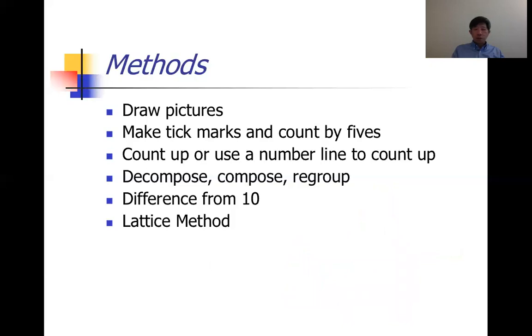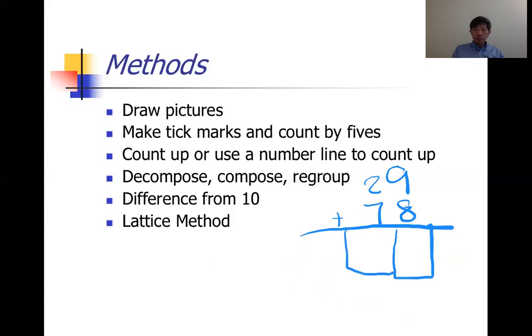Let's do another problem. 29 plus 78. Again, we want to do the lattice method for this. All right, so 9 plus 8, how many? 17, put 1 and 7. 2 plus 7, how many? 9, so put 0 and 9 there, okay? And next I'm going to change the color, all right, to do the addition.